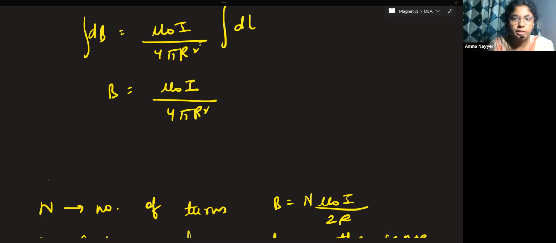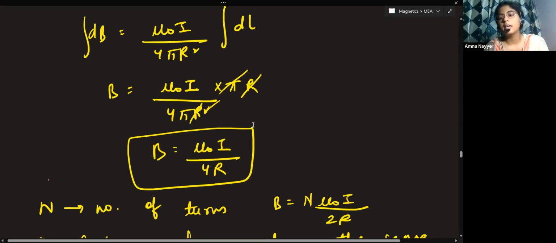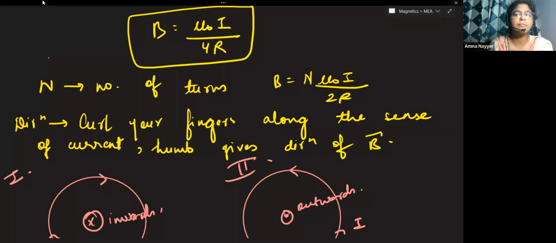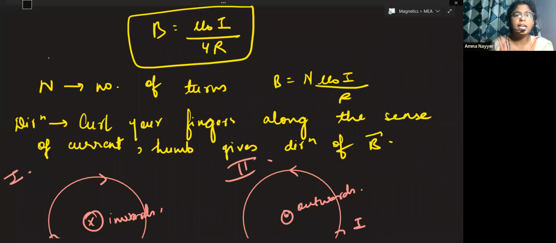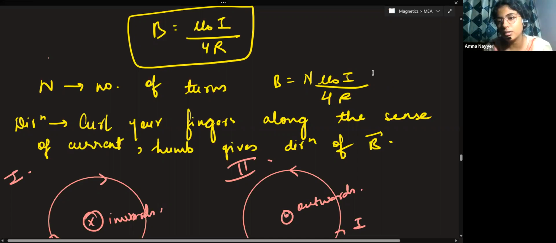Okay, Khalid. Fine. Into pi r. So r gets cancelled, pi gets cancelled. B is equal to mu naught I by 4r. This becomes the formula. And the change that will come here, this will also become 4 if n number of turns are there. So don't write down the direction again, because direction once written, that will help. But you people have to note down the derivation once again.